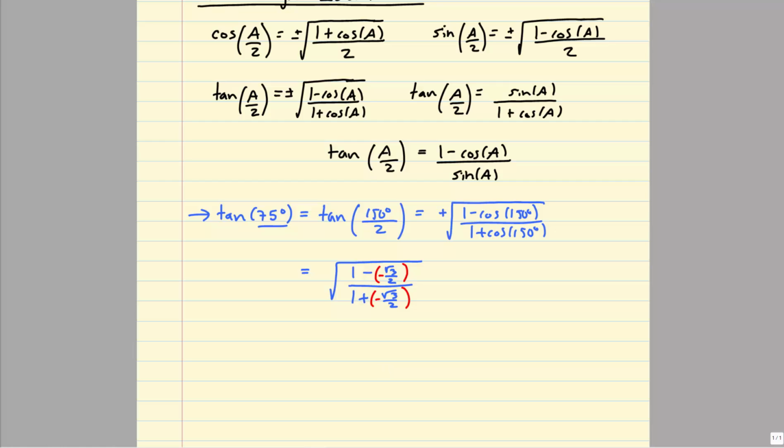Okay, so now we simplify. So this would be the square root of 1 plus square root of 3 over 2. I'm going to split the top and the bottom into 2 separate radicals, and 1 minus the square root of 3 over 2. Finding a common denominator, I'd have 2 plus root 3 over 2 all over 2 minus root 3 over 2.